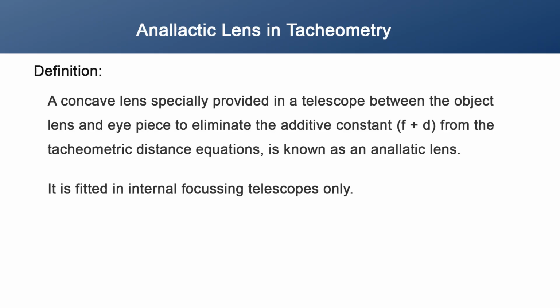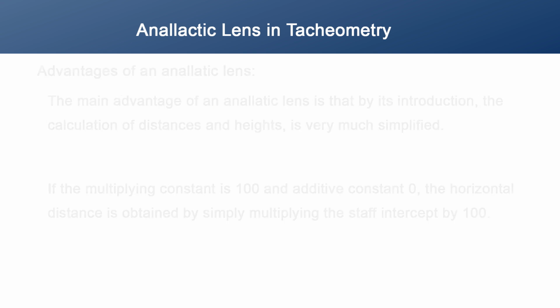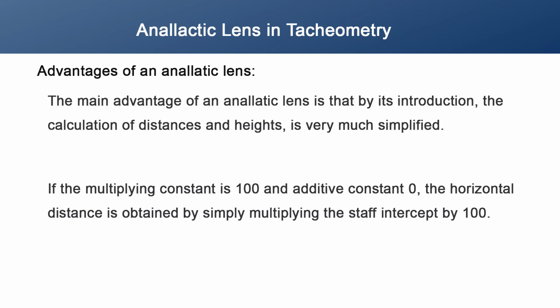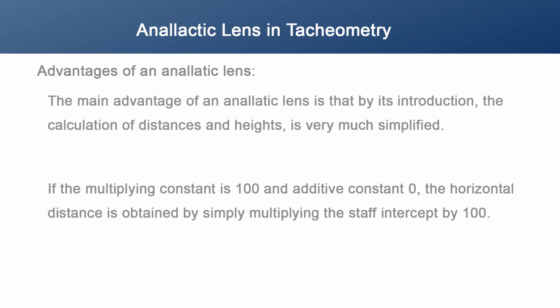Additionally, an anallactic lens, which is a special concave lens, is placed between the object lens and the eyepiece of the telescope. This lens is designed to eliminate the additive constant f plus d from the tachymetric distance equation. By doing so, it simplifies the process of calculating distances and heights. If the multiplying constant is set to 100 and the additive constant is set to 0, you can directly calculate the horizontal distance by multiplying the staff intercept by 100.